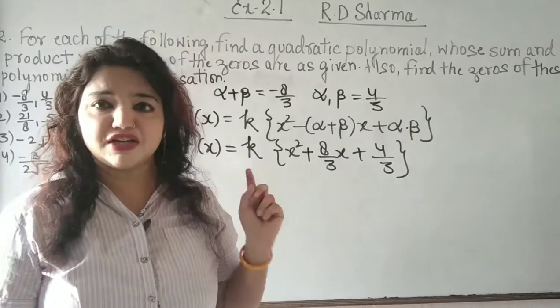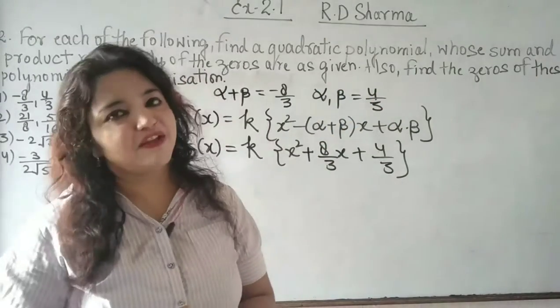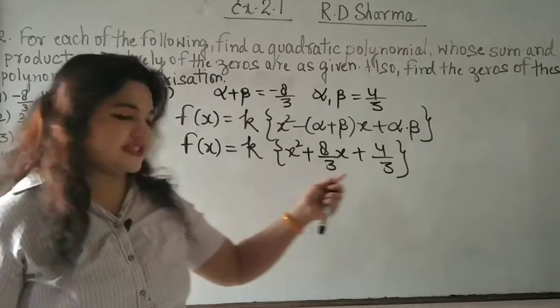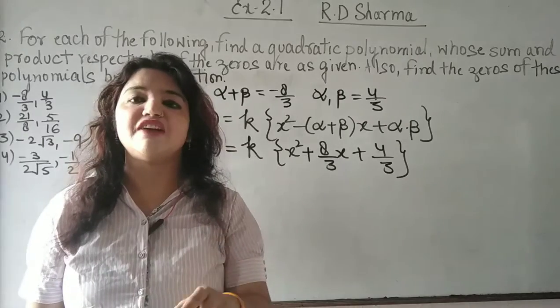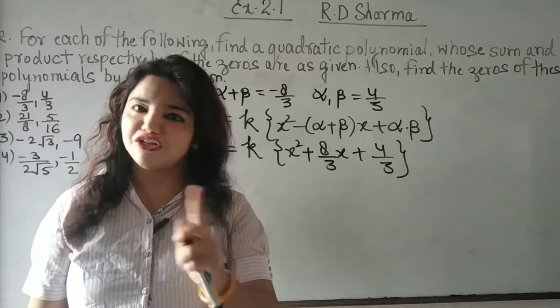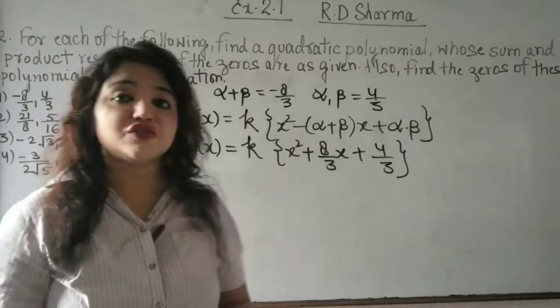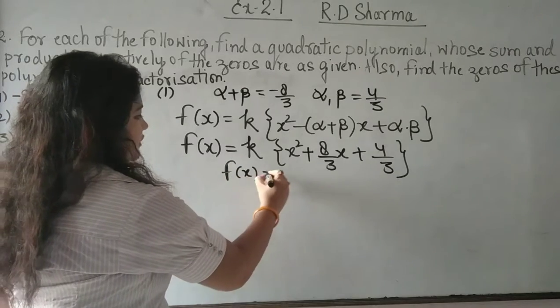We have found the polynomial, but now we also have to find the zeros. To find the zeros, we know very well that this is our polynomial f(x), and we have to equate f(x) to 0. So now we are going to solve f(x) is equal to 0.